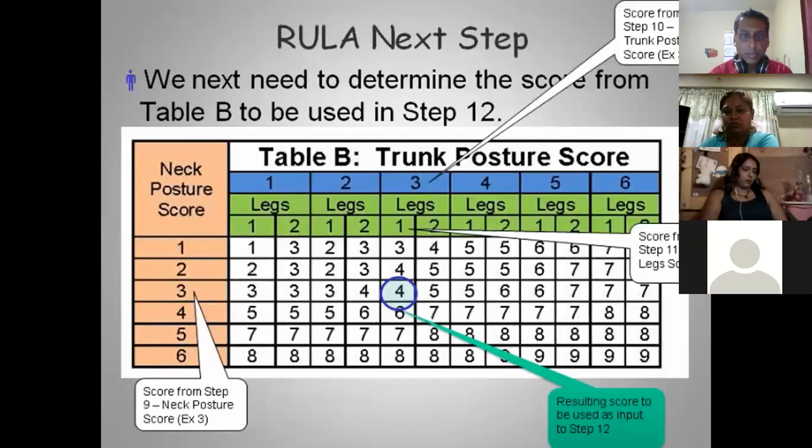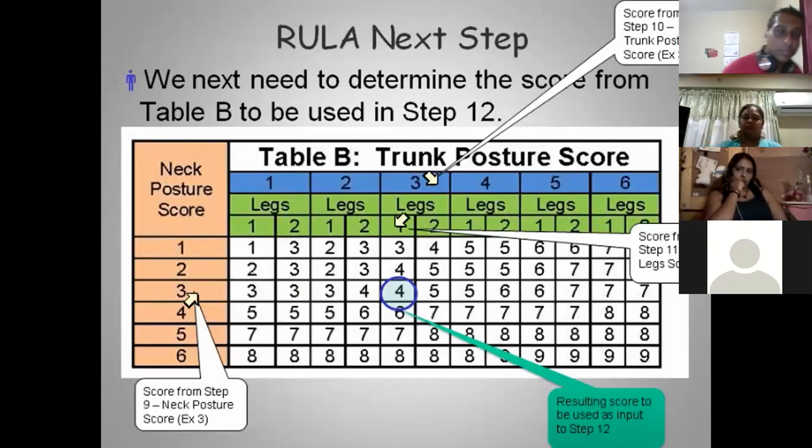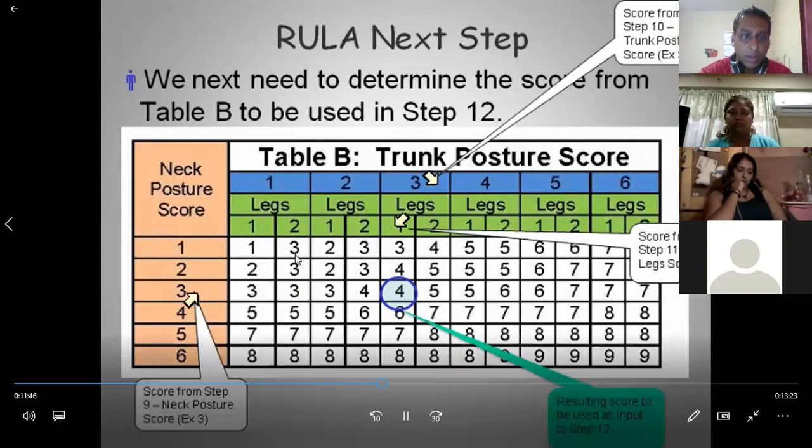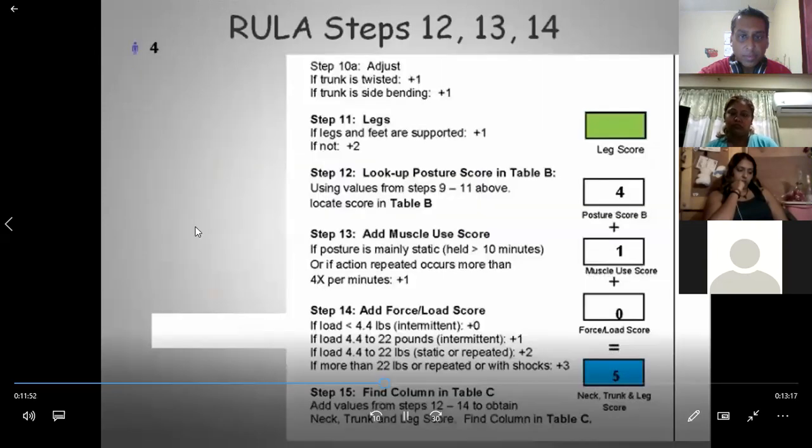Okay, so now we're on table B, and that's why this is color-coded, because it makes it so much easier. Our neck posture was a 3. Our trunk posture was a 3. Our leg posture was a 1. And where all those come together, it results in a score of a 4. And so now we need this to move on to the next step in the analysis.